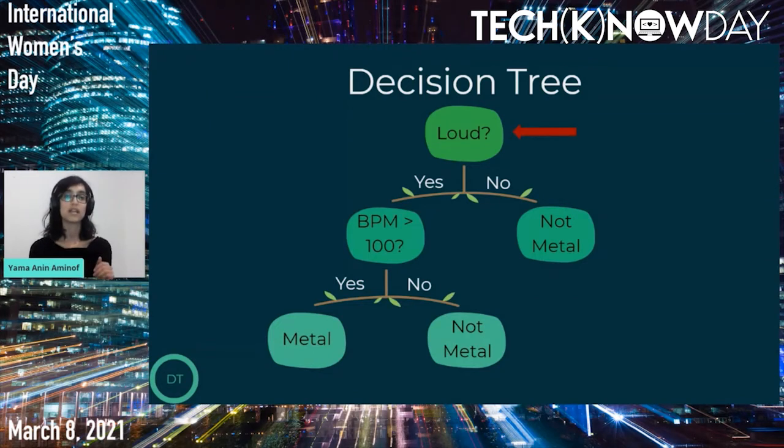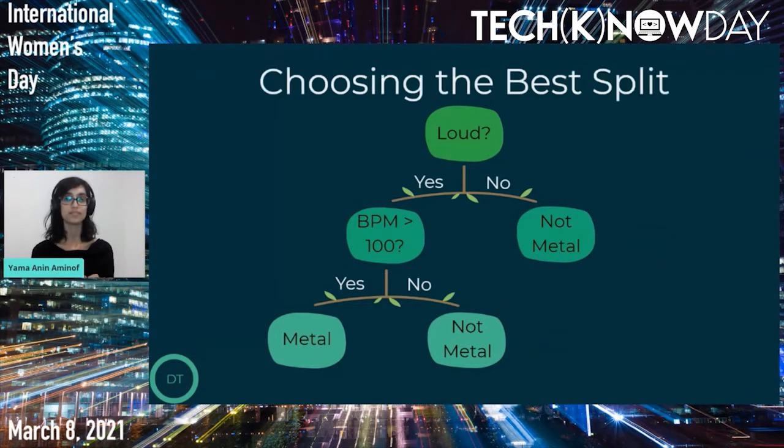The first split is called the root node of the tree. Other splits are called nodes, and the final classification is coming from the leaf nodes, where we see the classes metal and not metal. So at each point, we want to find the best split for the tree. What does it mean, the best? The one with the lowest impurity.